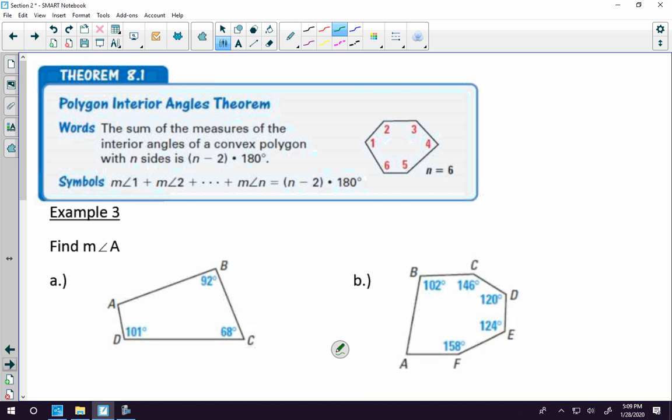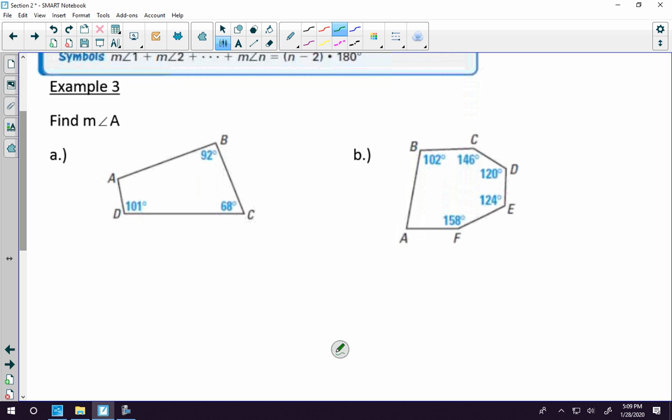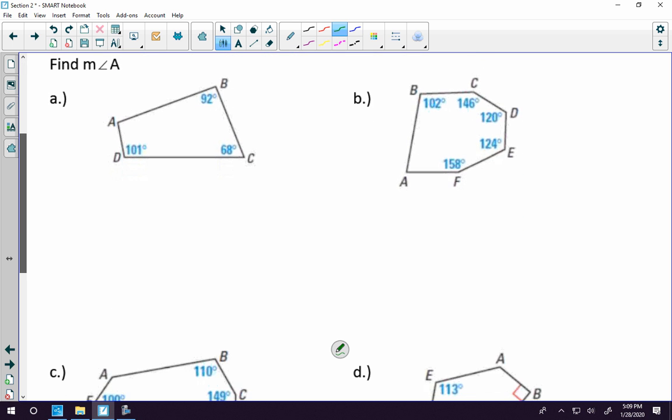Okay, let's apply this now in a little different sense. We still want to know what the sum of the interior angles of the convex polygon are by figuring out how many triangles are inside, which is n minus 2 times 180. But then we're going to use that and set up an equation to find the missing angle measurement.